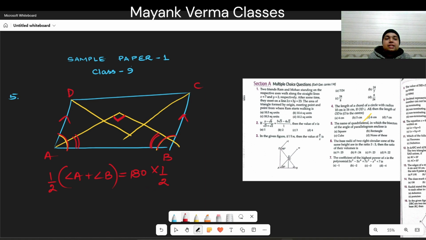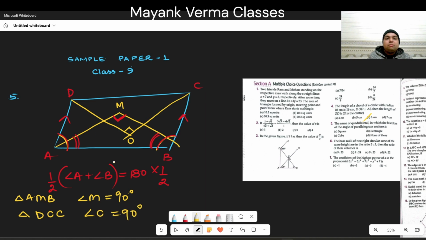So this is 90 degrees, and here also similarly let's name it as O, this is M. So in triangle AMB, I can say angle M is 90 degrees. Same goes with triangle DOC, I can still say angle O is 90 degrees, because angle D and angle C are co-interior angles summing to 180 degrees, and half of that will be 90. So the third angle should be 90 degrees to follow the angle sum property. Okay. Now same goes with this. This is also 90. This is also 90.